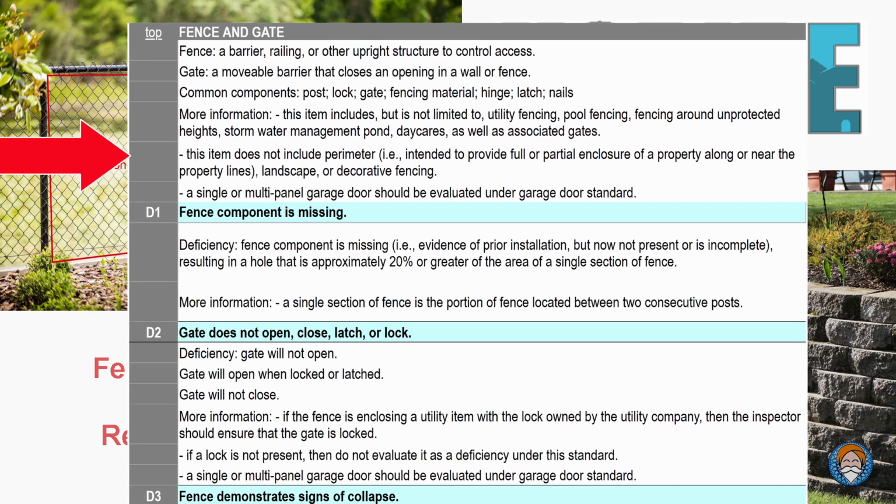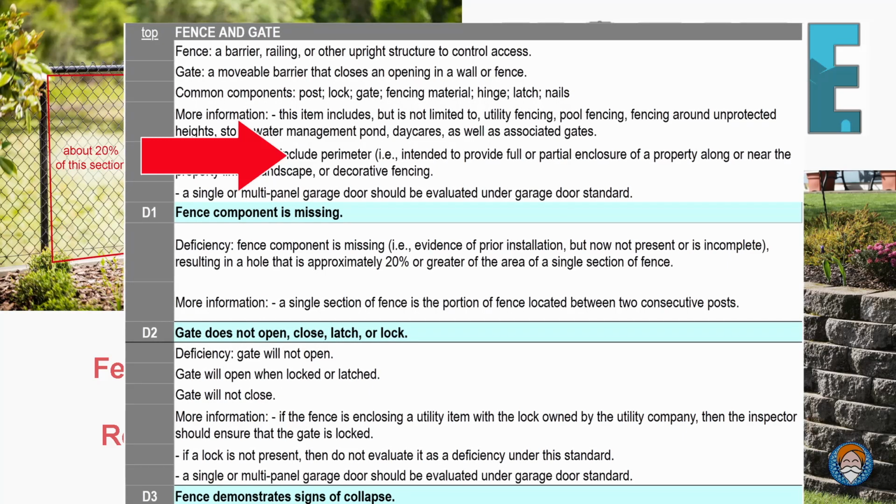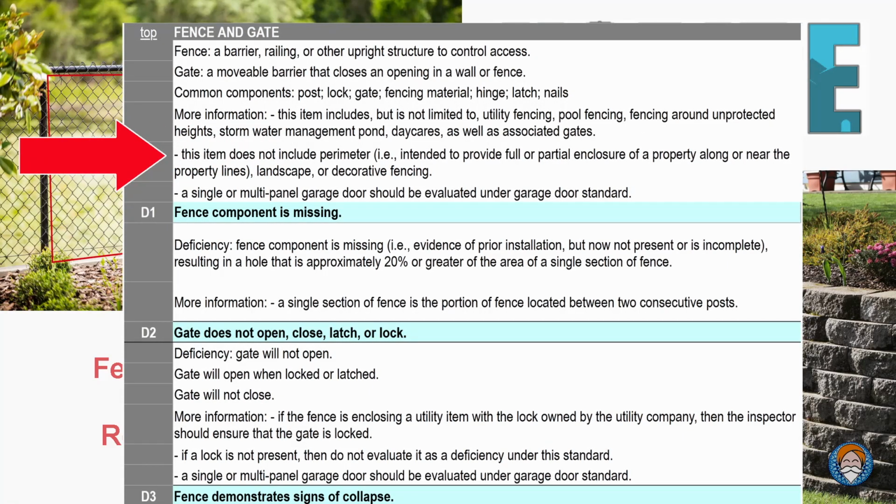This item does not include perimeter, that is, fences intended to provide full or partial enclosure of the property along or near the property lines. It does not include landscape or decorative fencing. A single or multi-panel garage door should be evaluated under garage door standards. And I just now personally realized the reason they felt it was necessary to put that comment in there is because they say that a gate is a barrier that closes an opening in a wall or a fence. So they're saying you can have a gate at an opening, you can have a garage door at an opening, but a garage door is not a gate.